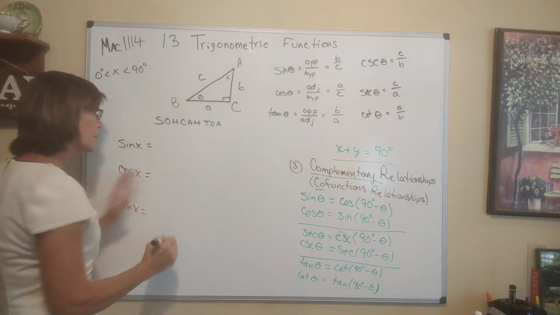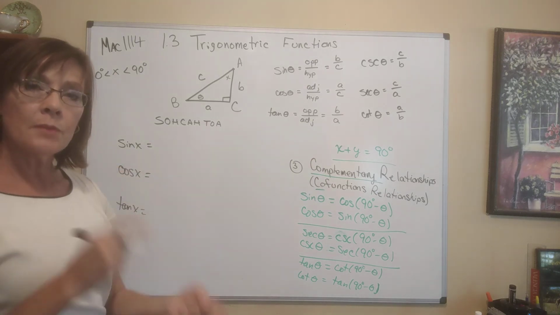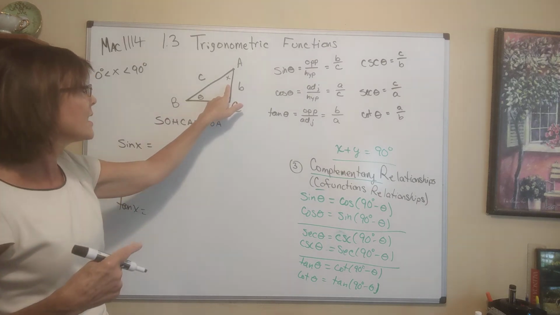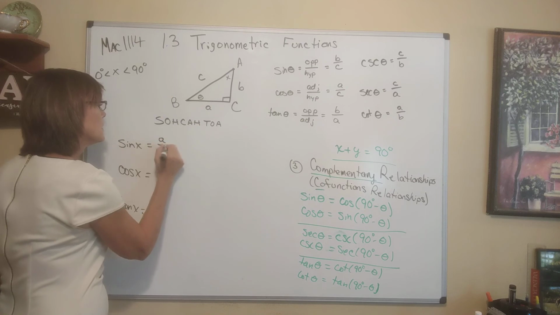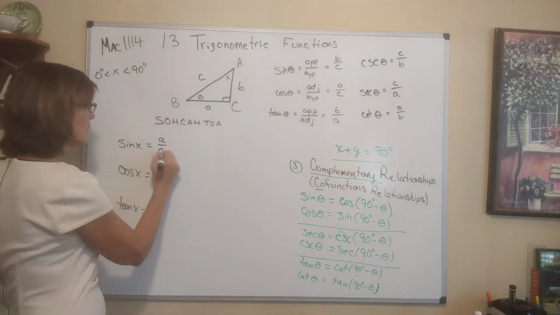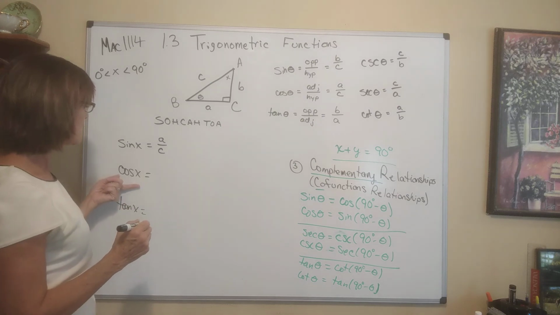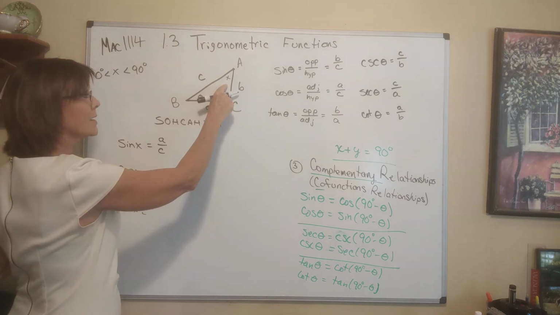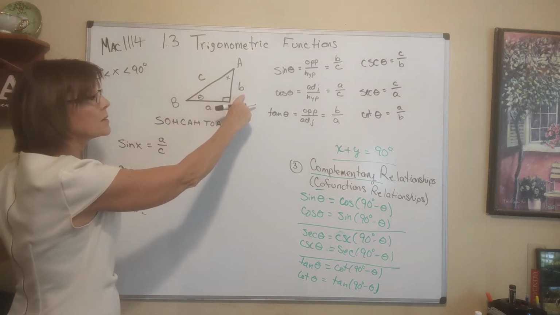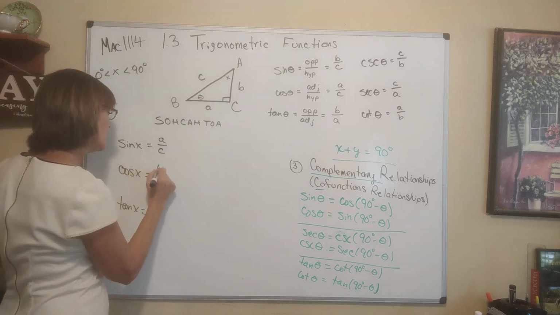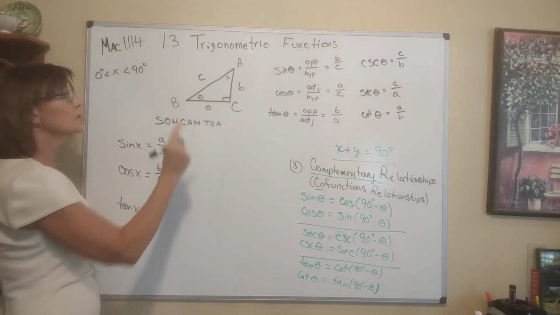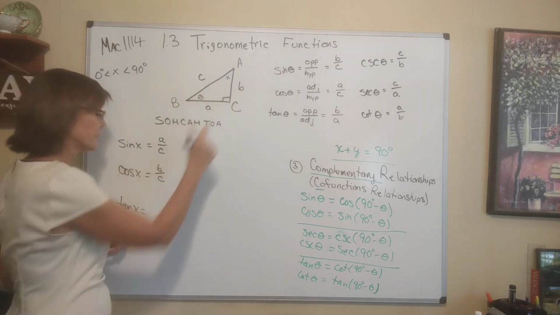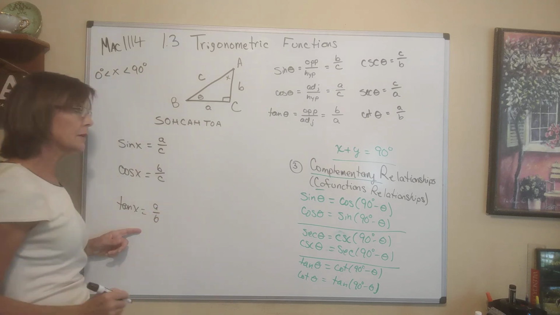Well, Sohcahtoa, remember that. Sine is opposite over hypotenuse. So in this case, what is opposite X? Opposite X would be A over C, just like that. Cosine is adjacent over hypotenuse. According to this angle, what is beside it? B is the side that's beside that angle, so it's going to be adjacent B over C. And then the tangent is opposite over adjacent, so opposite A over adjacent B, A over B.